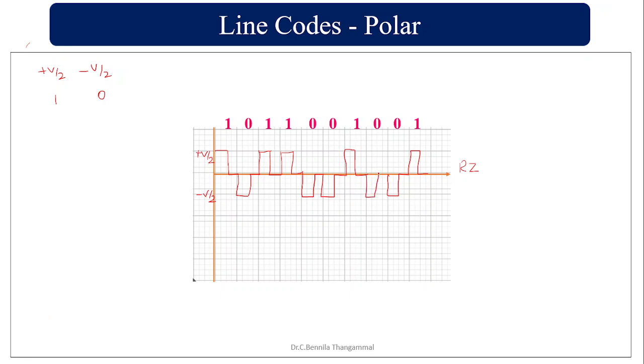So in this non-return to 0, the entire part will be in the same position here. That's it. So it may be 0 or 1. It will not return to the 0. So it runs between plus V by 2 to minus V by 2.